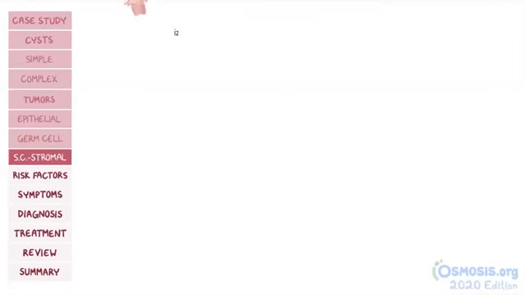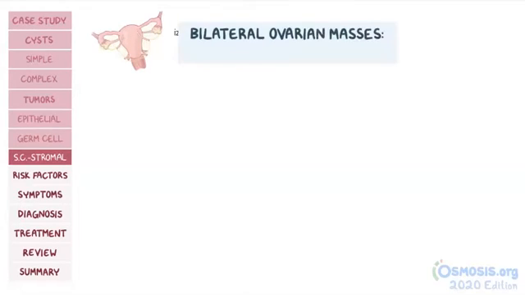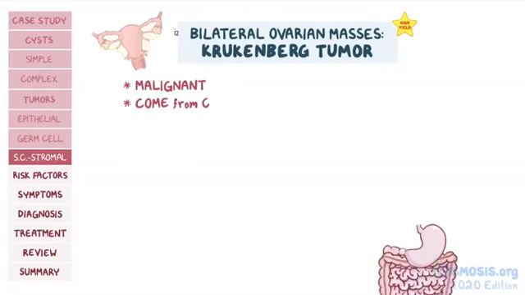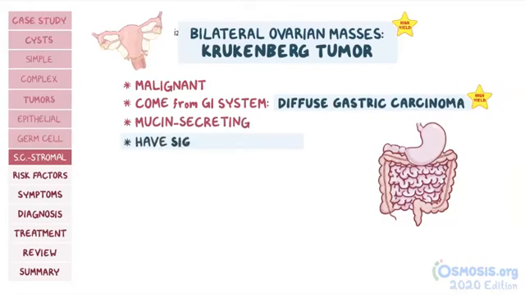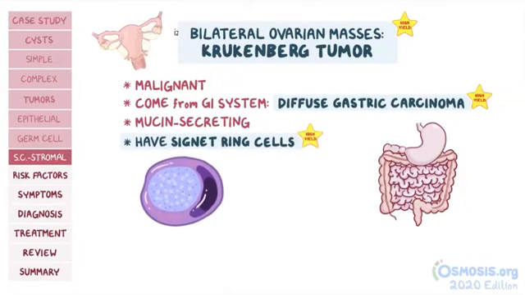Okay, remember that all these ovarian tumors are primary, and the majority only affect one ovary. If a test question mentions bilateral ovarian masses, think of Krukenberg tumor. Krukenberg tumors are malignancies that come from the gastrointestinal system, most often a metastatic diffuse gastric carcinoma that metastasizes to the ovaries. Another high-yield fact to note is that these ovarian tumors are mucin-secreting and have signet ring cells. These are cells with a large vacuole filled with mucin, which resembles the finger hole of a ring, and the nucleus is pushed towards the edge like the gemstone on the top of the ring.